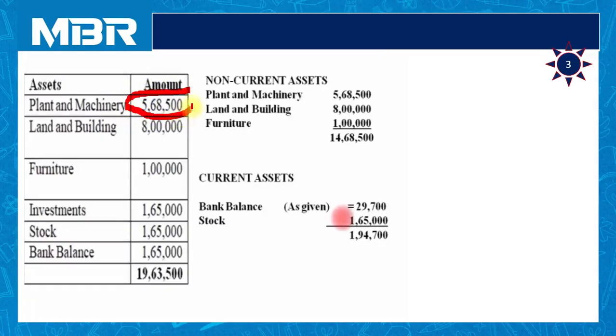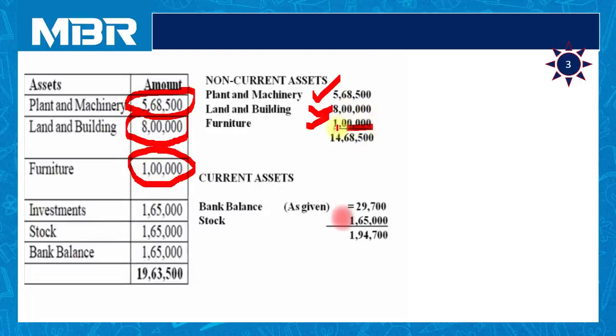The first item under non-current asset is plant and machinery, 5,68,500. Second item, land and building. It is also fixed asset, that is a non-current asset. Third item is furniture. So it is also treated as a non-current asset or fixed asset.